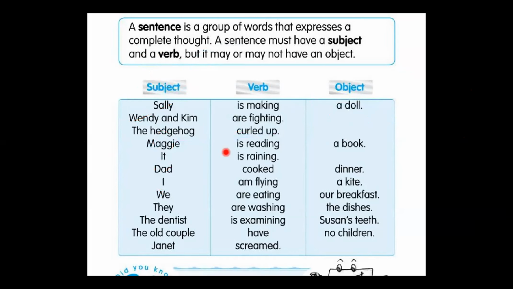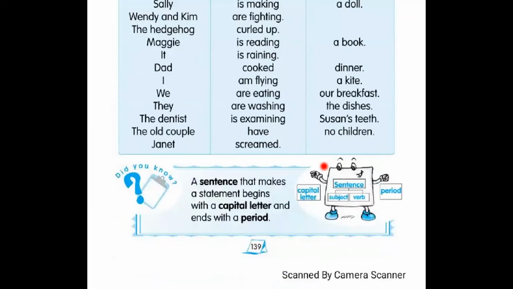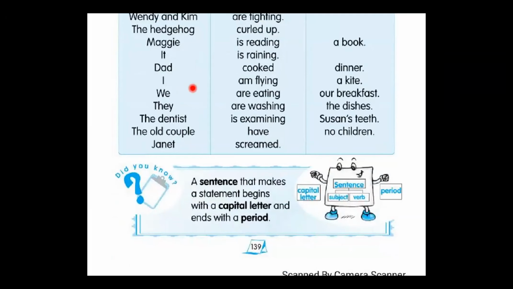Now next, Maggie is reading a book. In this sentence, we have subject Maggie, is reading the verb, and a book the object. It is raining. It is the subject over here. Is raining is the verb over here. Now next, Janet screamed. So we have subject and verb over here, but no object.